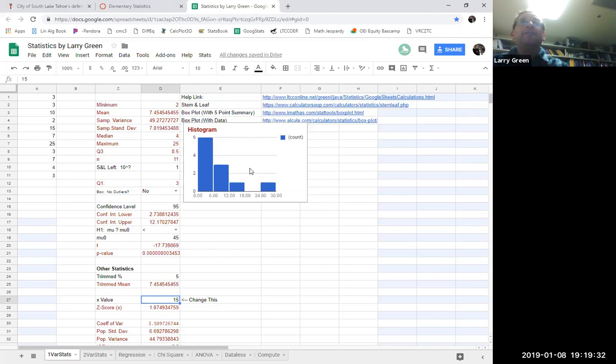If it looks like a mound, sometimes they call that a bell. We call it normal. If it is flat, if all the bars are the same height, we call that uniform. Okay, so a lot of vocabulary today. Have you noticed that? It's all in the book. It's on the videos, but you are responsible for it.